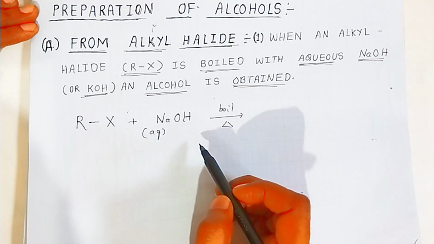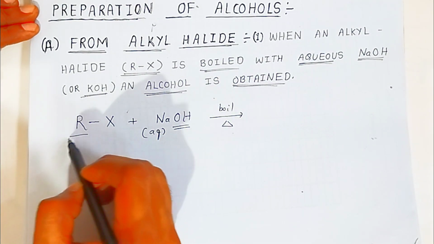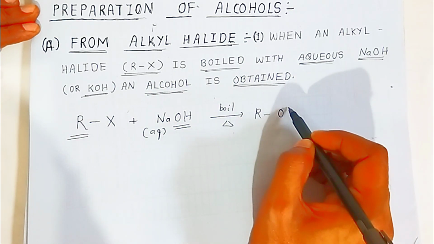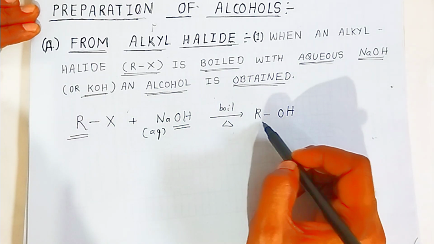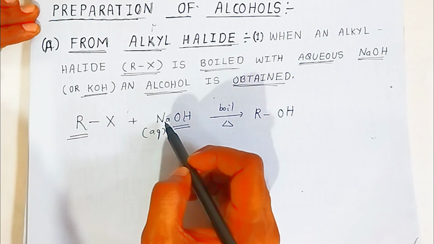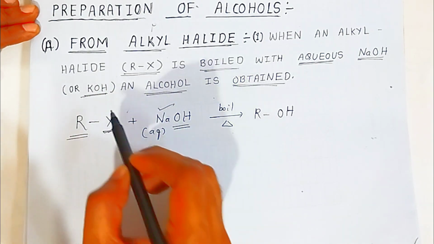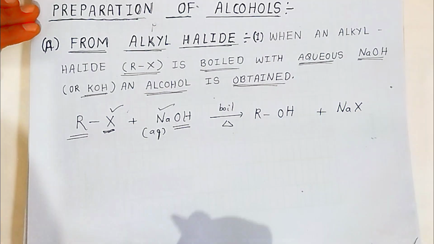So what happens students, the OH of this NaOH reacts with the R of alkyl halide, and it will form ROH, that is alkyl alcohol. Okay students, so alkyl halide is converted into alkyl alcohol, and what happens when the sodium of NaOH now reacts with halide? This sodium reacts with halide and it will form sodium halide. So this is the general reaction students.